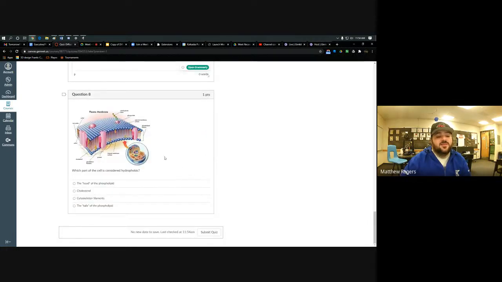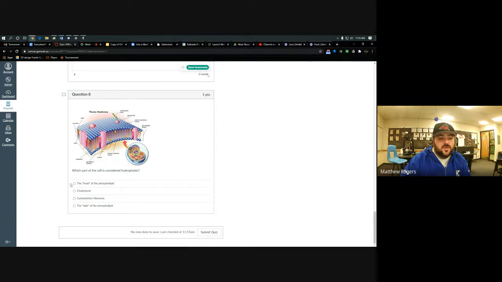And last but not least, question 8. Looking at the cell membrane here, you guys made drawings. Some of them were pretty good drawings. Which part of the cell is considered hydrophobic? Hydrophobic means that it is nonpolar. It is scared of water. Talked about this a couple weeks ago. What is hydrophobic? So it's something that doesn't like water.